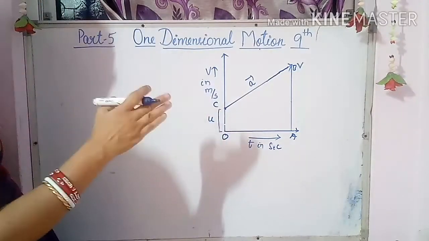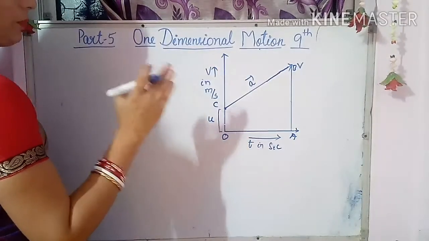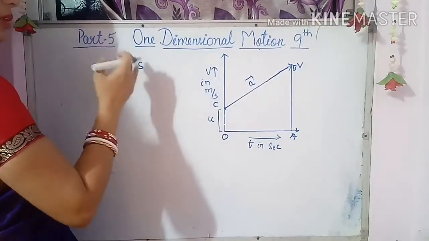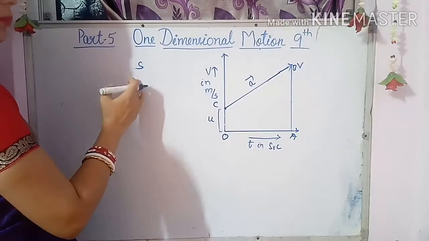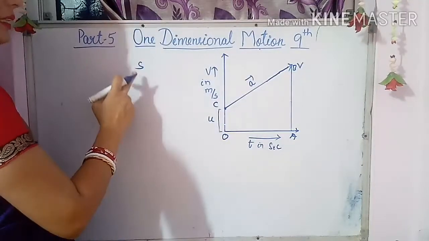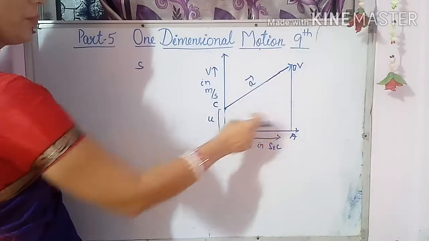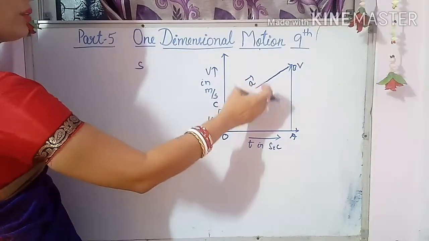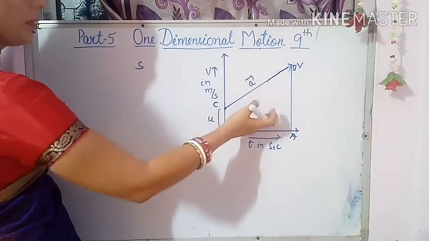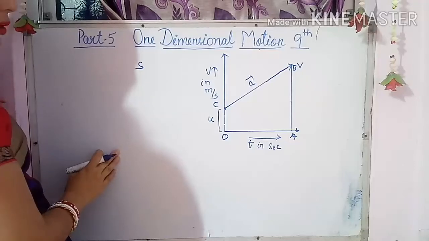You have to remember these fundamental things: area means distance, and the symbol for distance is S. So if you want to calculate S, the distance travelled by the body, remember children, it is very important. How will you calculate distance travelled? You have to find the area of this figure. After getting that value, that is the distance travelled by the body.